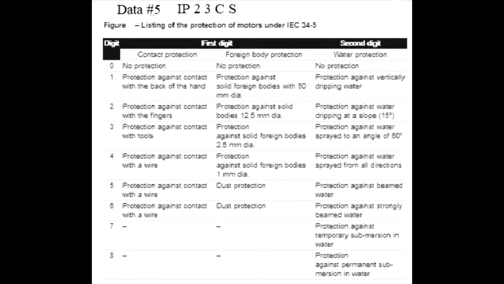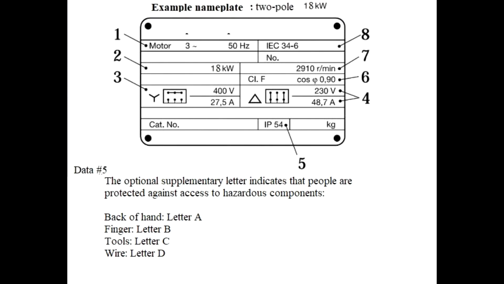Here is a table listing the protection of motors under IEC 34-5. You can read it for more information. Let's see what the optional supplementary letter says. The optional supplementary letter indicates that people are protected against access to hazardous components. Back of hand, letter A; finger, letter B; tools, letter C; wire, letter D.